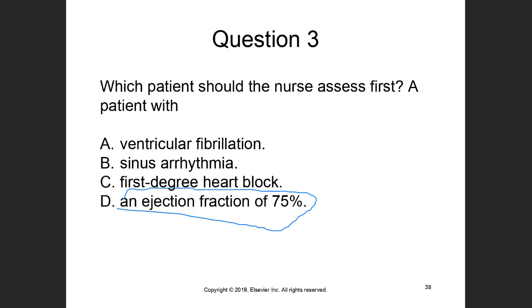First degree AV block, that condition most of the time is completely asymptomatic and doesn't have any treatment. Sinus arrhythmia sometimes is a physiological response, or is completely benign. You don't have to treat the patient. The only one that you have to treat right away is ventricular fibrillation.